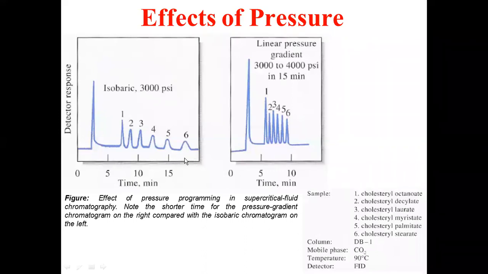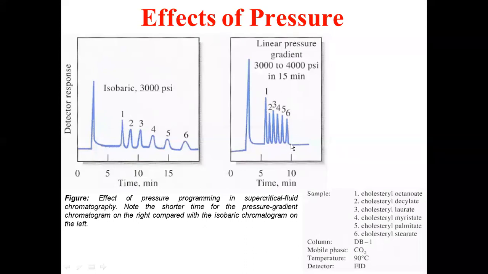And not only the longer analytical time, but also the baseline width of each and every chromatogram was very high under the isobaric elution. If you switch over from the isobaric elution to the linear pressure gradient programming from 3000 to 4000 psi in 15 minutes, not only has the analytical separation time been reduced, but also the baseline width of each and every chromatographic peak has been reduced.